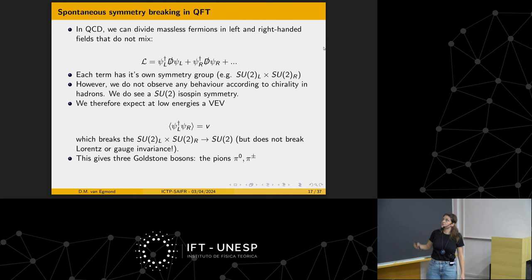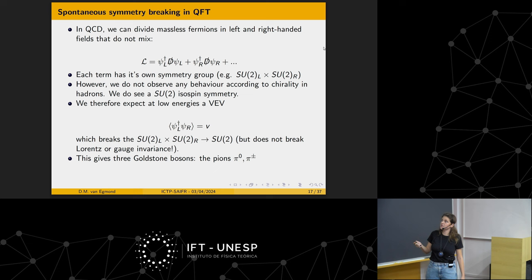However, we do not observe any behavior according to chirality. When we look at hadrons, we do not observe that they make any difference between being right-handed or left-handed. So we do not expect exactly this symmetry to be there. What we do see is an SU(2) isospin symmetry related to the isospin of the hadrons. So we don't see an SU(2) times SU(2) symmetry. We see just one SU(2) symmetry.